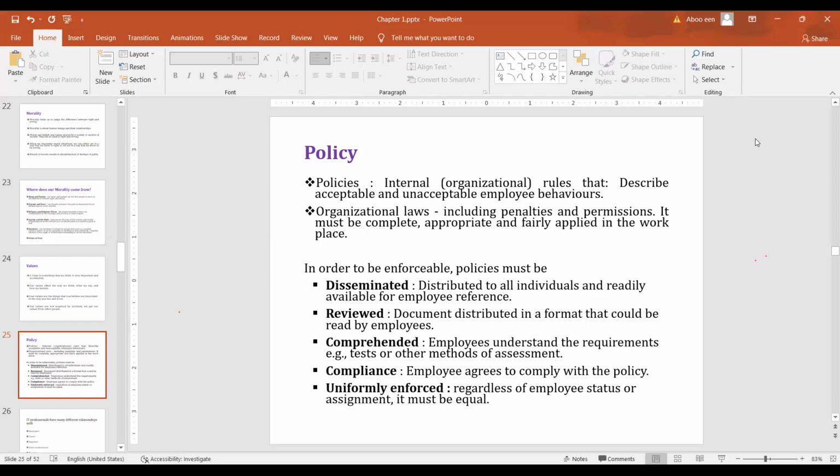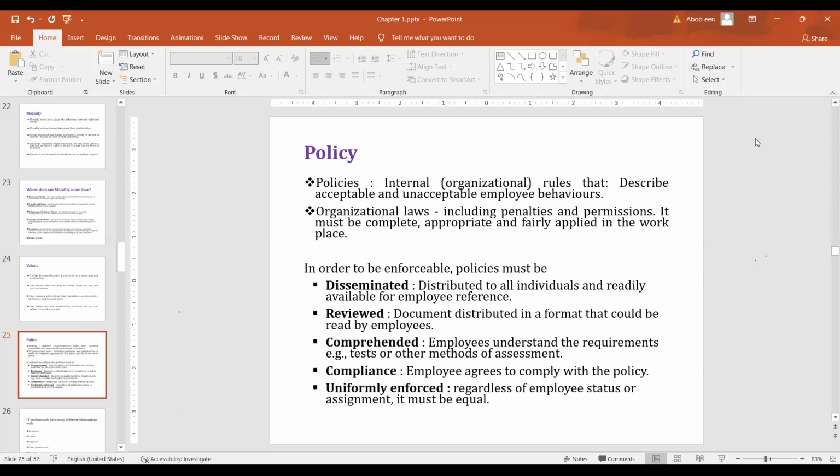So disseminated means distributed to all individuals, employees, and readily available for employees' reference. If any employee wants to learn about the policies, the organization's policy must be available and accessible from the website, the handbook, or hard copies. They have to print it and hang it. Distributed to all individuals and readily available for employees' reference.